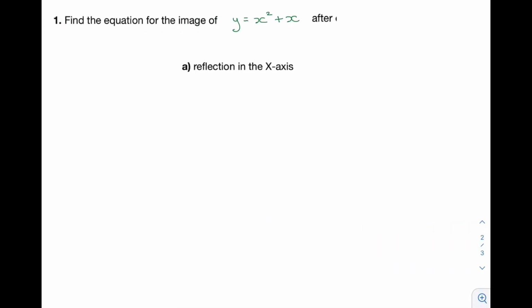To find an image equation after reflection in the x-axis, the rule is to take the right-hand side of the original function and multiply the whole of the right-hand side by -1. In this case, we can expand this if we want to give us the answer y equals -x² minus x.